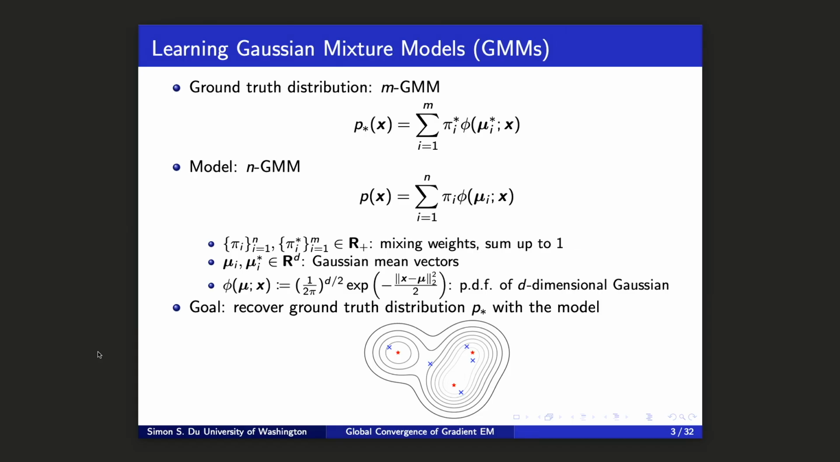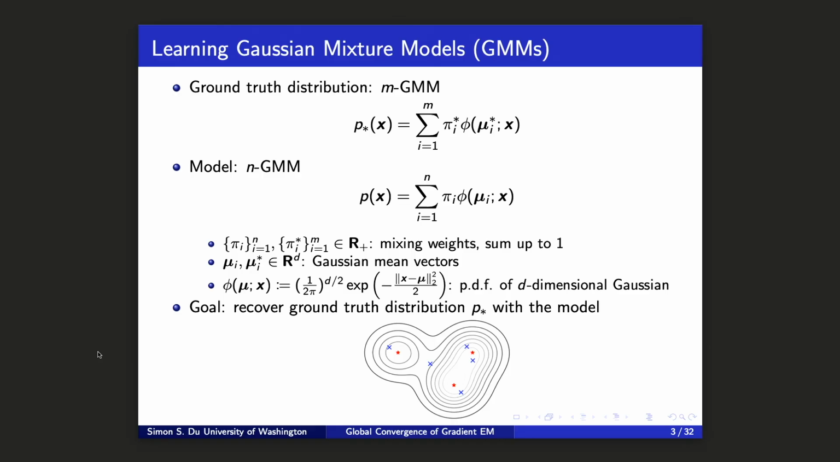So that's the ground truth model, and let's say we have some samples from it. In our learning model, you can see here we use a different notation, n rather than m. So here we do allow a different number of components from the ground truth. But we have the same format: sum over i from 1 to n, pi i and phi mu i of x. Okay, so this is our learning model. Basically here, we want to fit the mu i's and pi i's. They are the learning parameters.